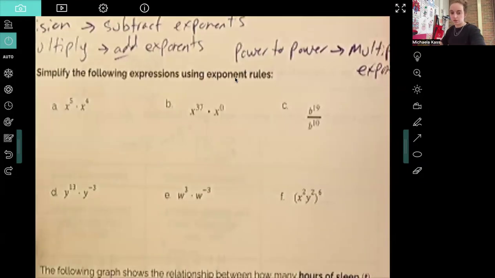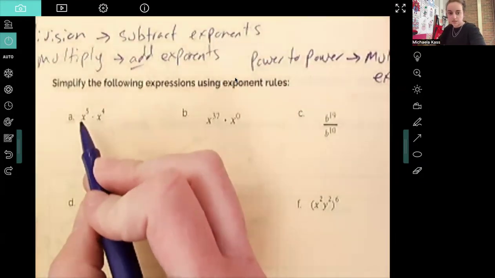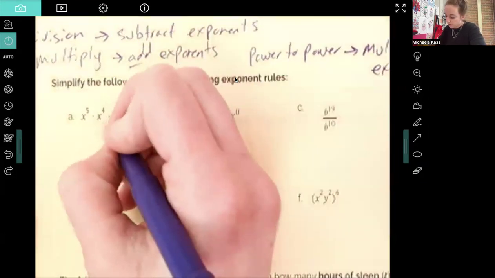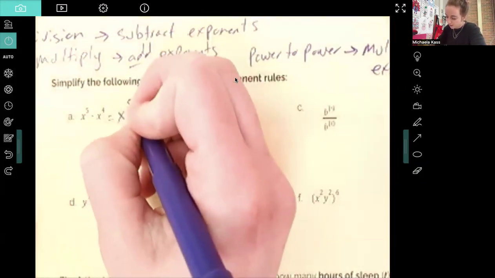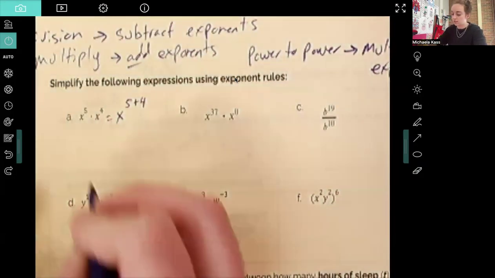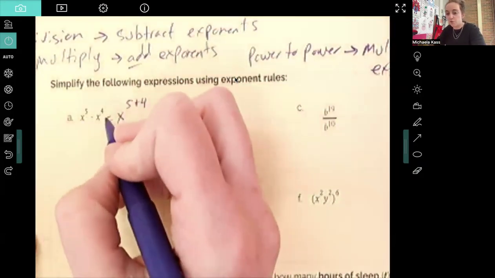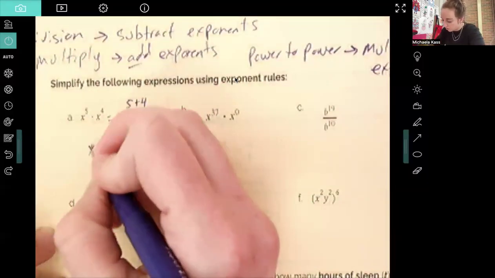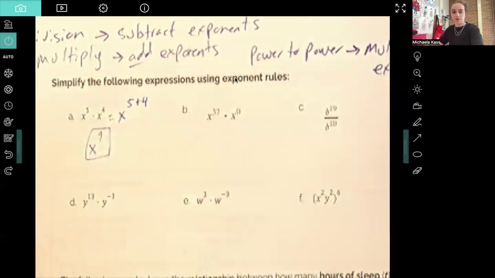So let's look at the first one. We have the same base, x to the 5th times x to the 4th. So that means we are going to go ahead and add 5 plus 4, right? Another way of visualizing this is there are 5 x's here, there are 4 x's here. So how many x's are there together? There are 9 in total. So we have x to the 9th.